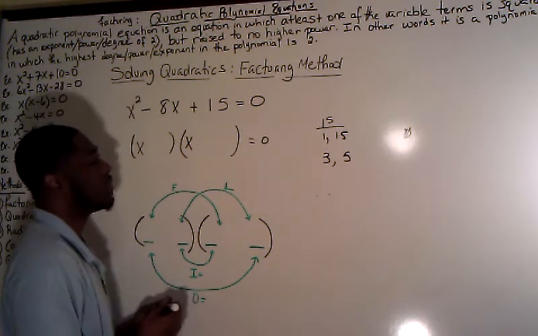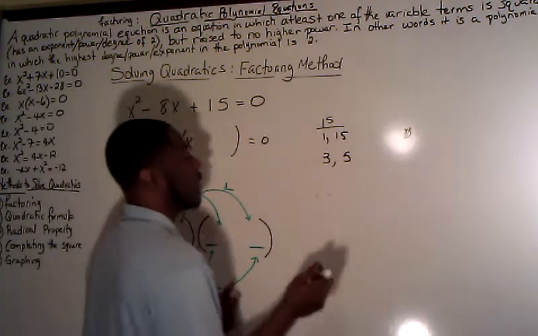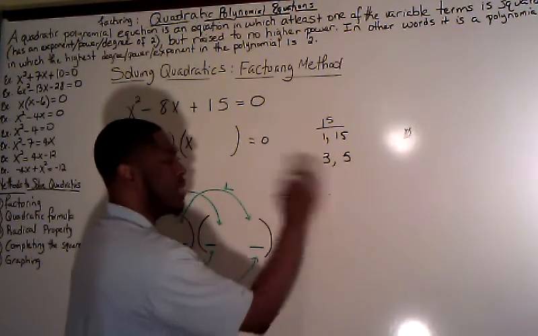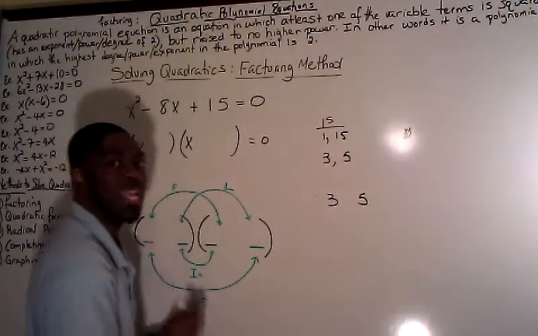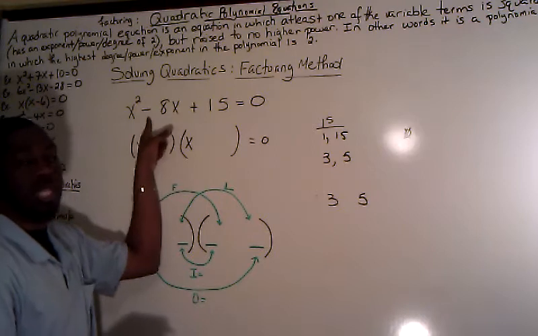Two factors of 15, such that when you add them, you get 8. Well, let's see. Oh, wait a minute. If I add 3 and 5, I will get 8. So 3 and 5 are the factors I'm going to choose. Now, here's where the sign comes into play. The middle term is a negative sign.